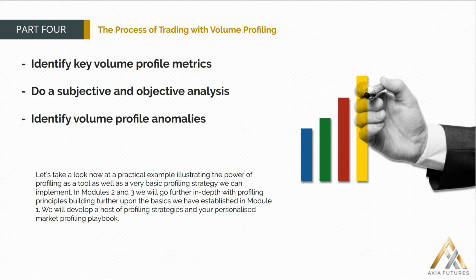Once you have completed that, you then need to do a subjective and objective analysis. We did this back in part 1. We will do an example later in part 4, so not to worry if you're not too sure about an objective versus subjective analysis. Once you've completed the subjective-objective analysis, you will then identify the volume profile anomalies. By doing this basic 3-step process, you are on path already to develop a key strategy with using volume profiles.